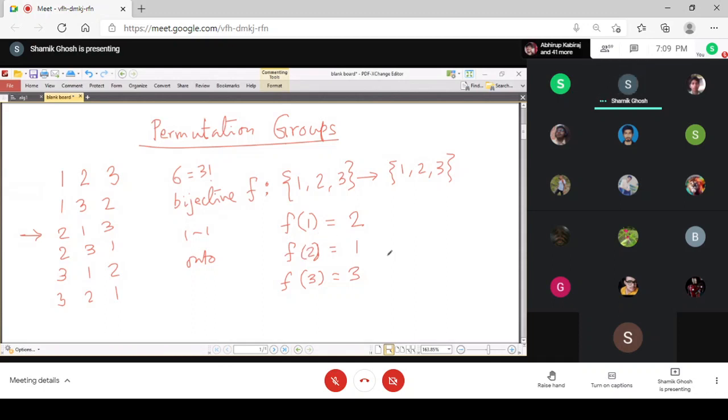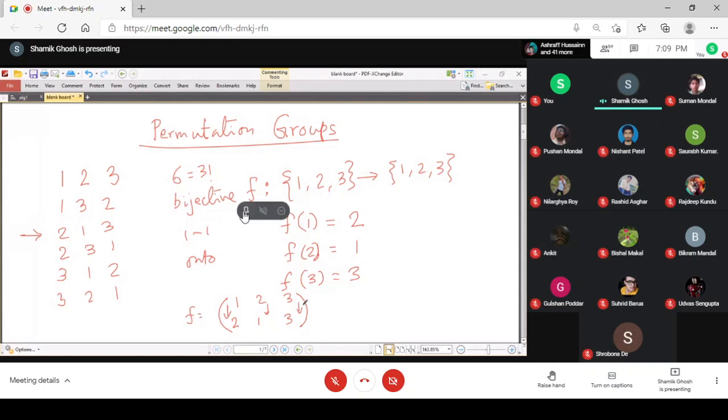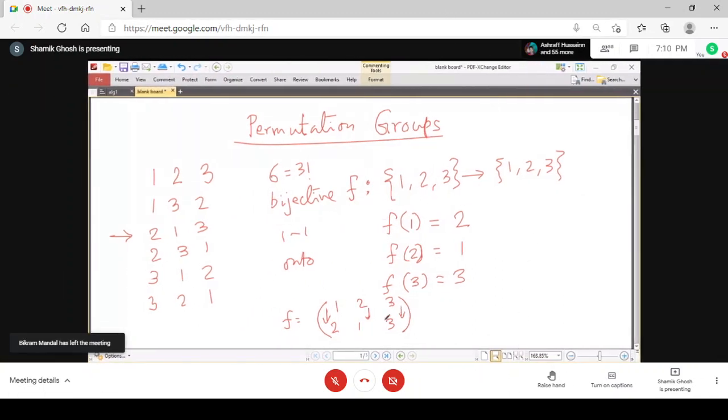Now we can denote, or express, this f in some two-row notation. Say 1, 2, 3 was the original position, and then the changed position is 2, 1, 3. So in this two-row notation, it is our understanding that 1 maps to 2, 2 maps to 1, and 3 maps to 3. So in this way, we can represent these permutations, or the bijective maps, from the set of n natural numbers to itself.